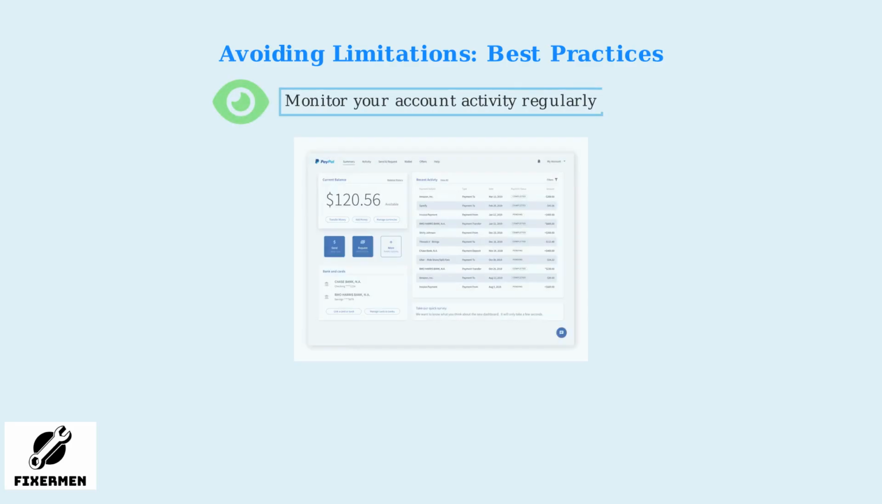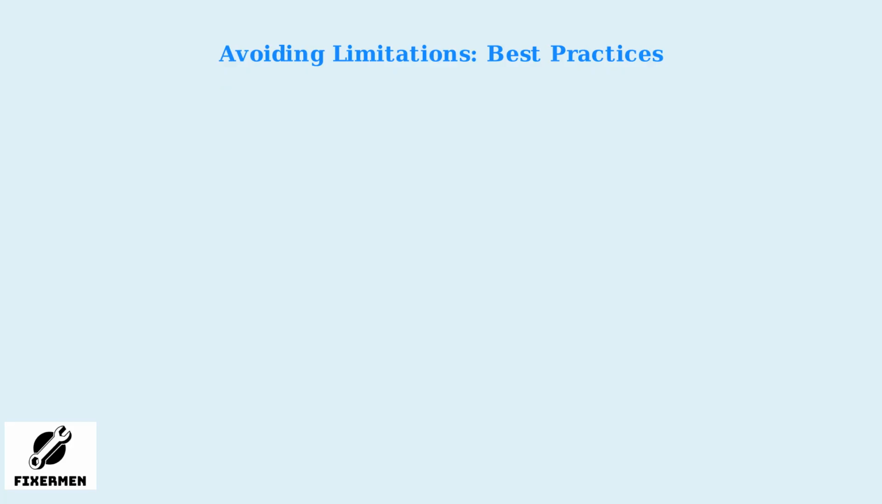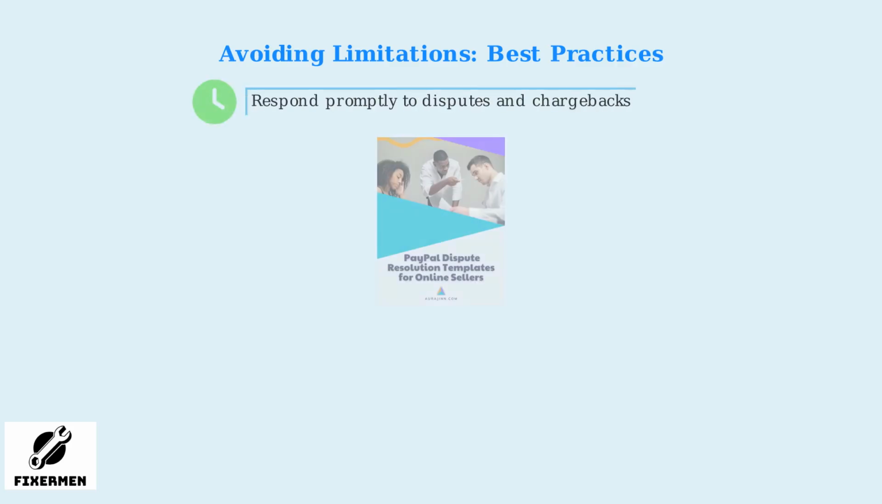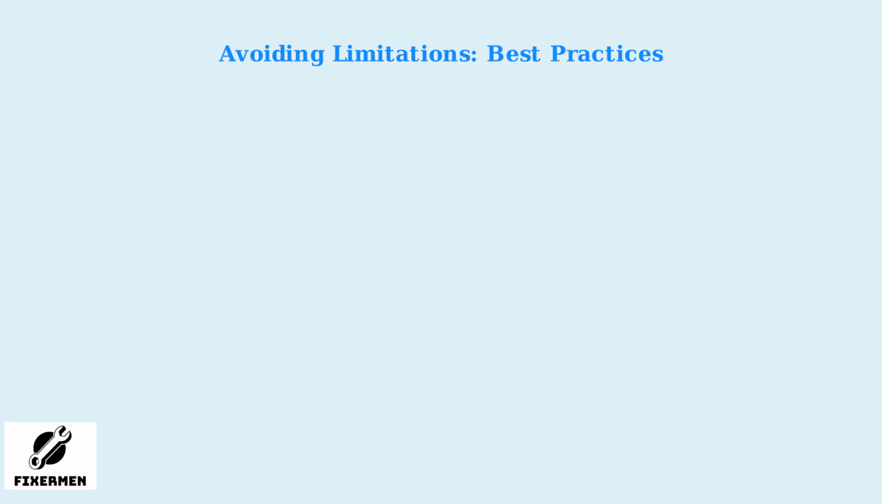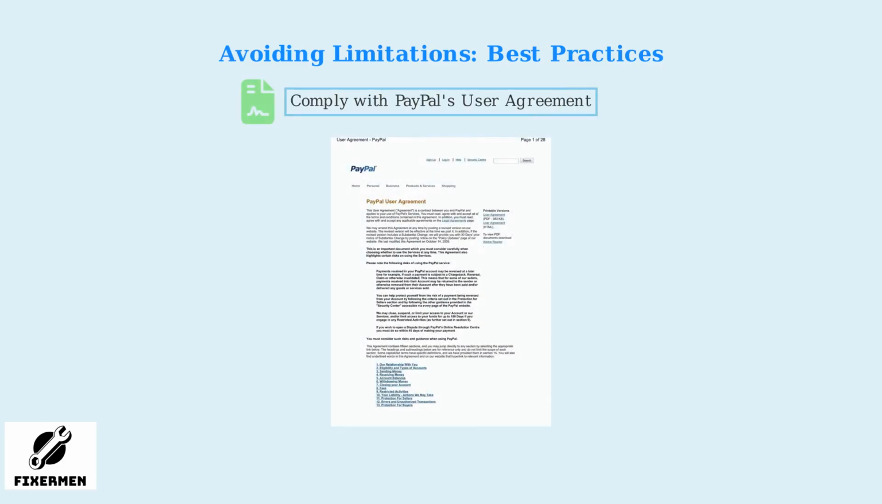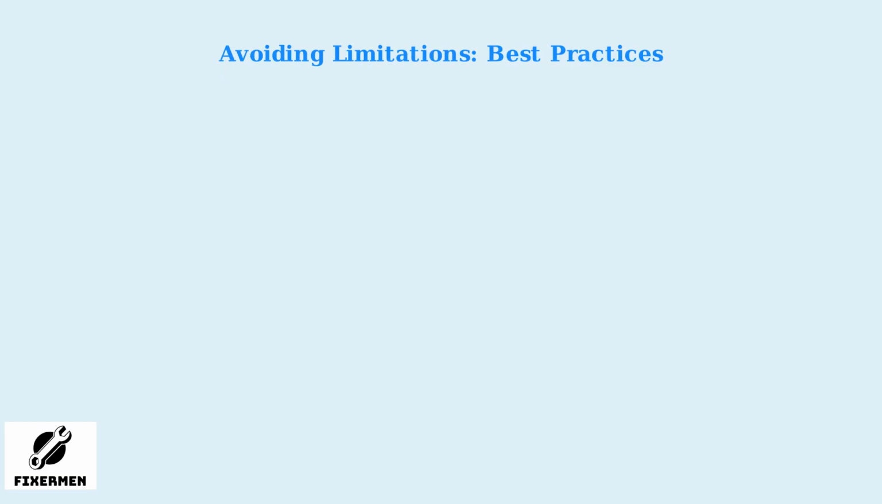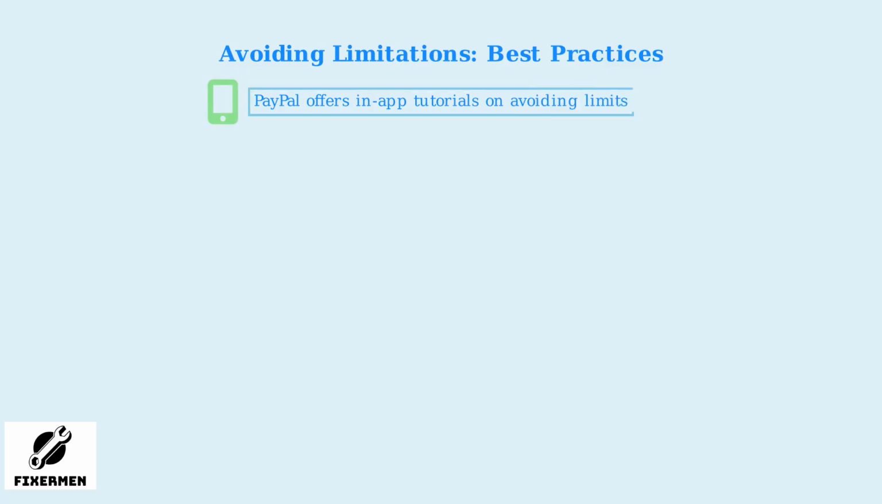Second, monitor your account activity regularly through the PayPal dashboard to spot any unusual transactions early. Third, respond promptly to disputes and chargebacks by providing necessary documentation to resolve issues quickly. Fourth, avoid high-risk transactions such as those involving cryptocurrency or international transfers without proper verification. Fifth, comply with PayPal's user agreement by following all rules and guidelines to prevent violations. PayPal now offers in-app tutorials on avoiding limits, reflecting a shift from punitive to preventive approaches.